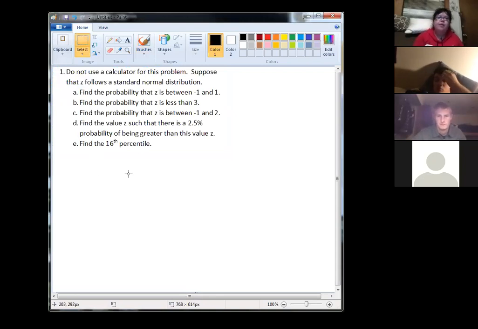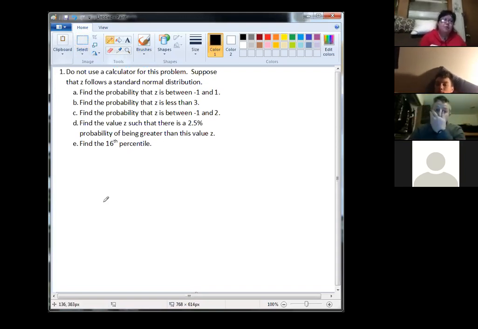All right. So here's the question. What it says is, do not use a calculator for this problem. Okay, it's rare that I tell you not to use a calculator, but the point is I want you to understand what's going on with the normal curve. Suppose Z follows a standard normal distribution. Just a note, standard normal means the mean is 0, standard deviation is 1. Okay? So first, find the probability that Z is between -1 and 1.